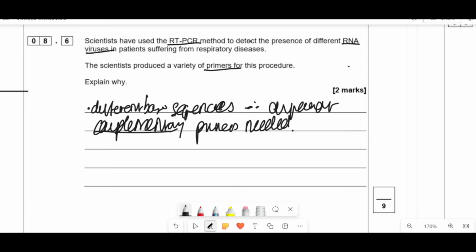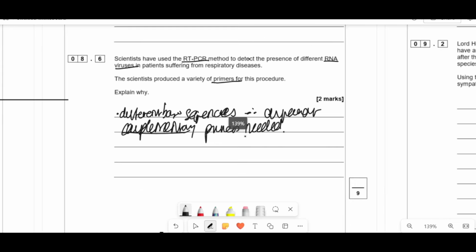A lot of other people were just saying that primers are complementary to different respiratory diseases, not saying what the specifics were, and a lot of them were saying that the viruses had DNA in them. No, it doesn't. What they've done is they've got this RNA, turned it into DNA using RT, and then they PCR'd that, and they're asking why you are using different primers in the PCR of the DNA that came from RT, which came from RNA? So you've got to work back.